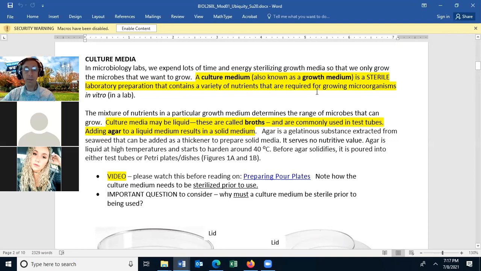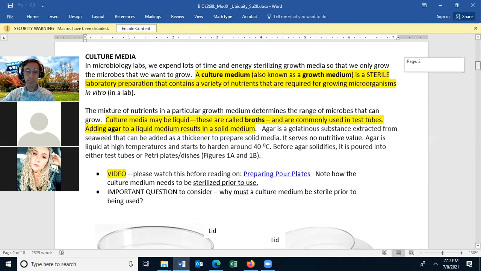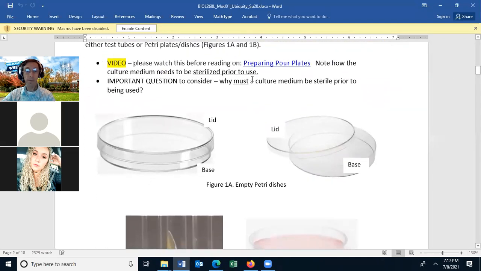The culture media may be liquid. These we call broths, and they're commonly put in a test tube. And we can add agar to the liquid medium to result in a solid medium. We have a video for you to watch on how to prepare a pour plate. And you should note how the culture medium needs to be sterilized prior to its use for pouring it into the plate.